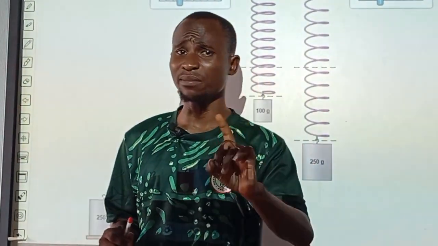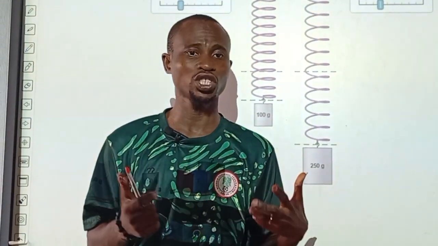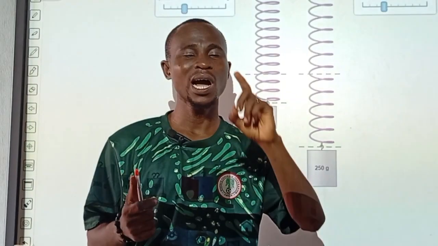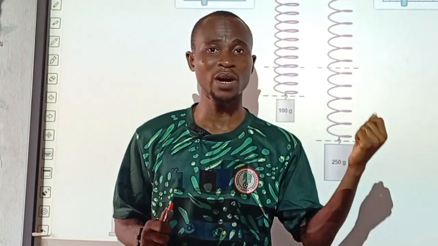Hooke's law states that provided the elastic limit of an elastic material is not exceeded, the extension e of the elastic material is directly proportional to the force applied. What does that mean? Provided the elastic limit, that is, when you're stretching an elastic material, be it a rubber or a spring, if you keep on stretching it, a point would be reached where what will happen? It will now break or it will cut, in the case of rubber. That is the elastic limit of that material.